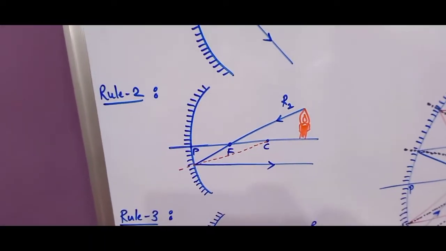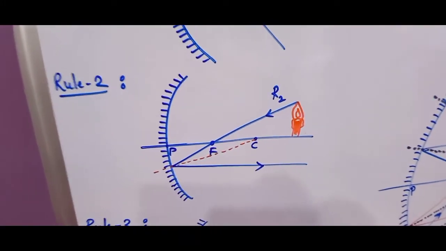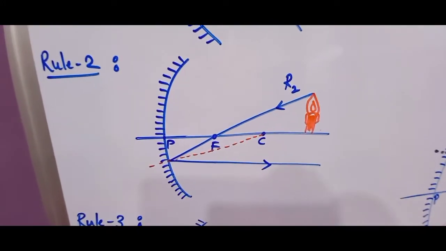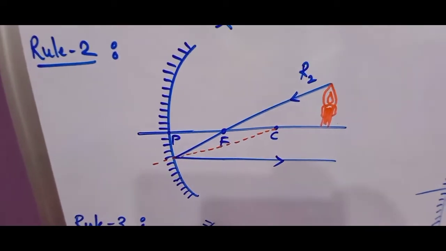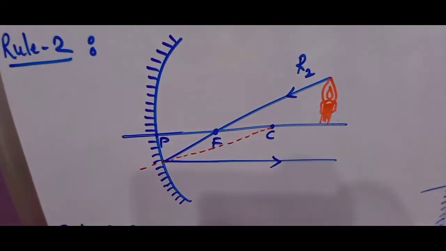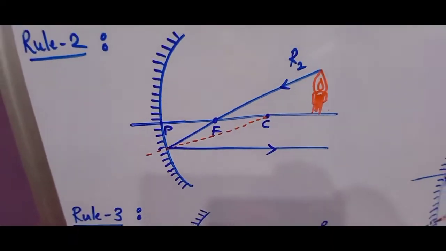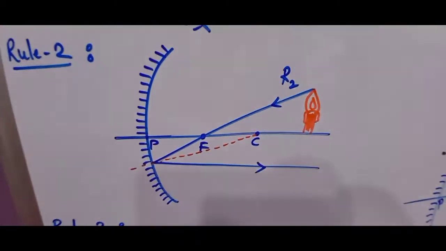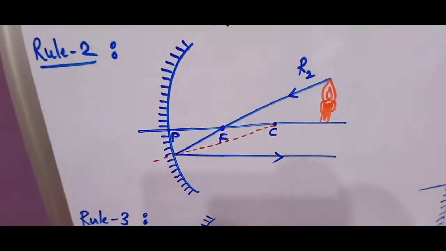This is rule number 2, and we have to remember this also. Once again, I am going to repeat. The incident ray, when it passes through the focal point on the principal axis, the corresponding reflected ray will pass parallel to the principal axis. Okay children, this I have clearly shown you in this second diagram.